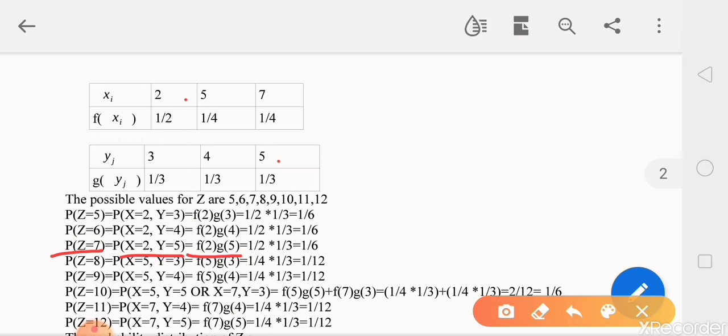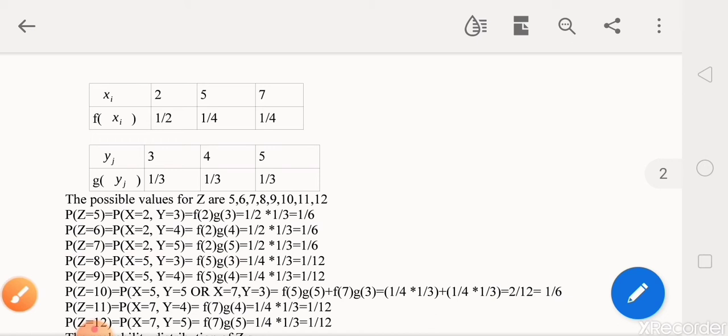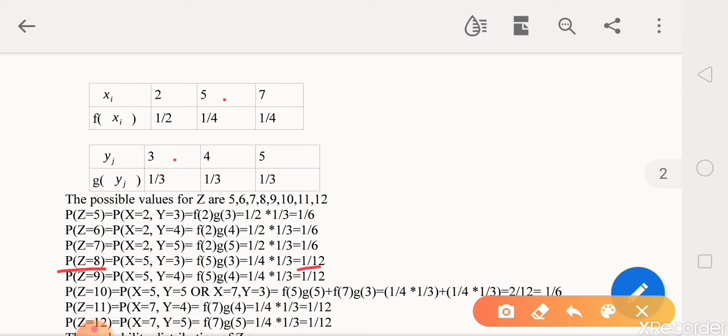Probability for z equal to 8. Probability when z equal to 8 is when x equal to 5 and y equal to 3. So using the fact that x and y are independent random variables, that probability will be equal to 1 by 12.